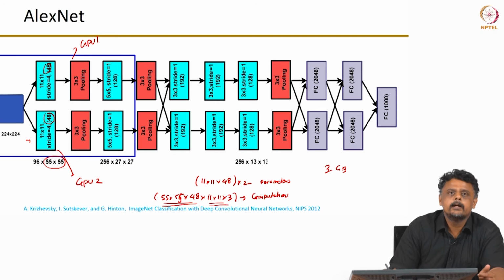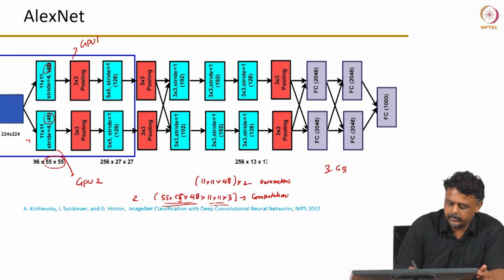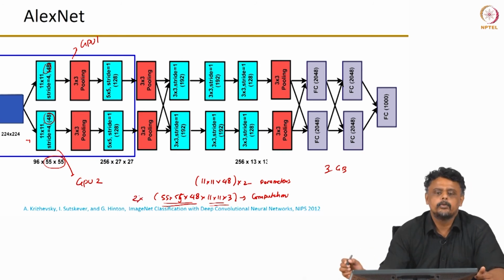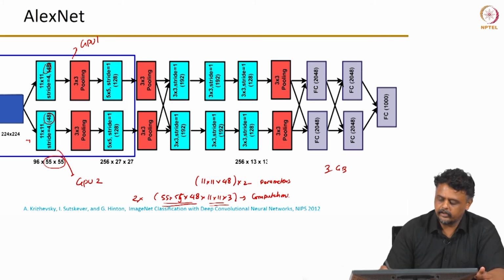Of course, the network is spread across 2 GPUs. So, this is for one half of the feature maps, so you have twice as many. Okay. This is the typical number of computations, and it is how you would calculate it in the network.